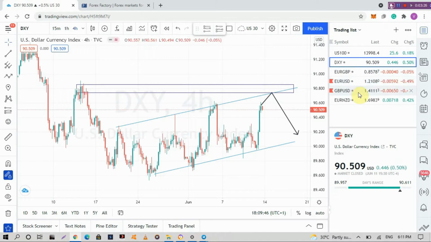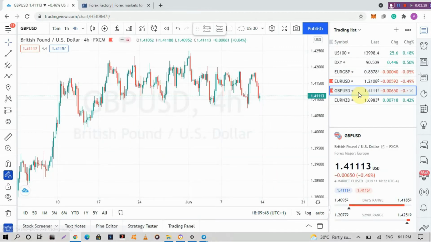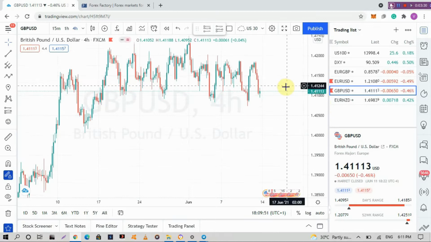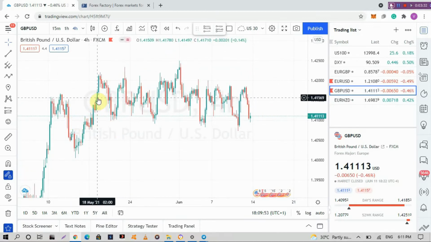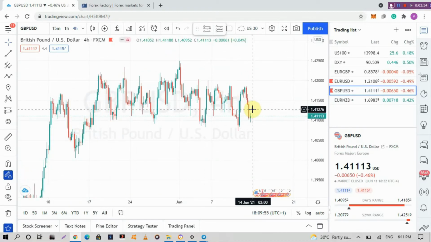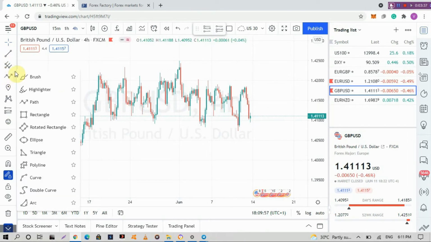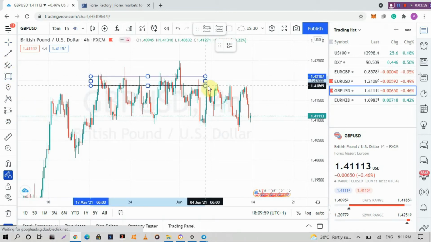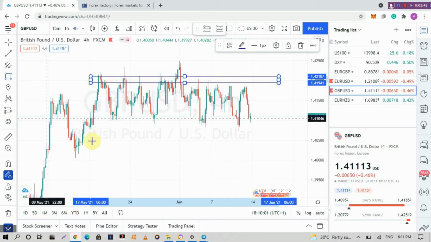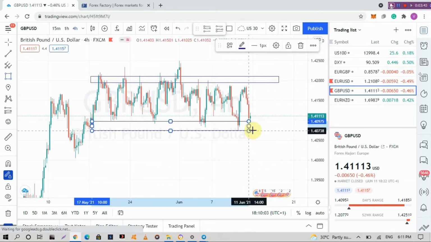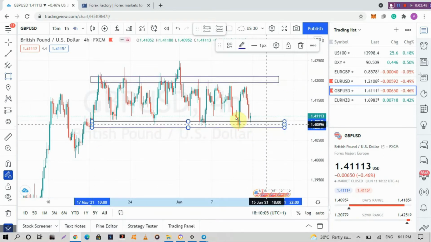So let's go straight on to the GBPUSD, which is going to be my first. We can see that from the 18th of May straight down to now, the GBPUSD has been in a tight range. We saw a little breakout here, a fakeout, and it came back. It's just trading between the range, and right now price is approaching the support of the range.